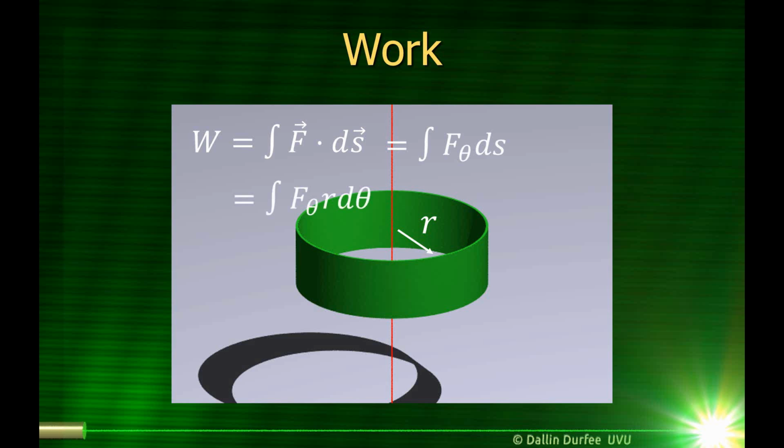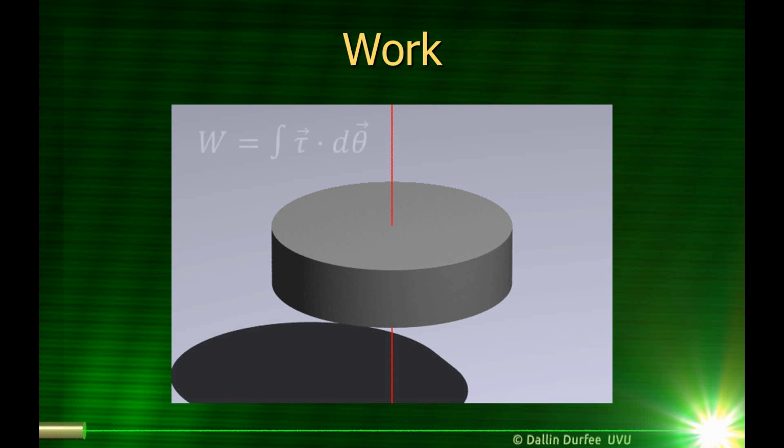I'll note that a little bit of motion, ds, is just a little bit of arc, so that's just r times d theta. So I'm going to write ds as r times d theta. But notice the tangential force times r is just the torque that I'm applying. So this is just torque times d theta. And so there's my formula for work.